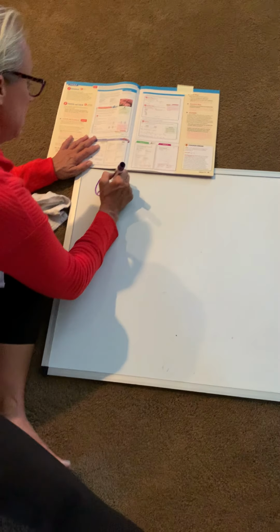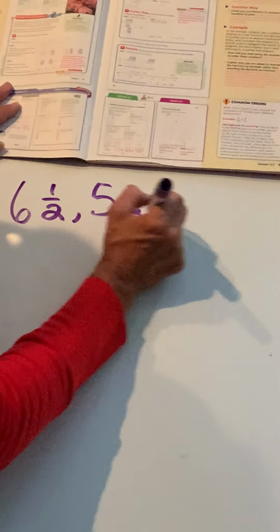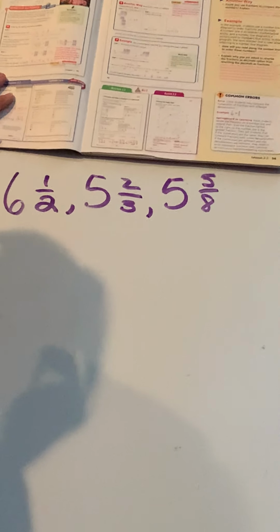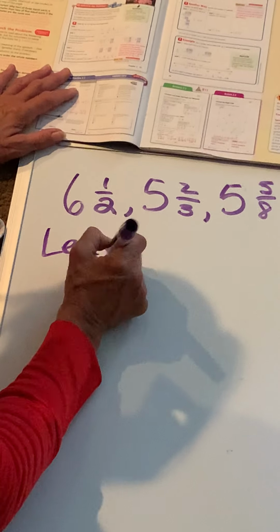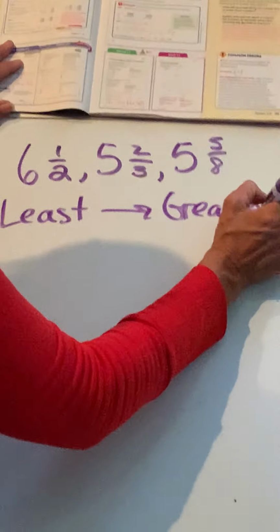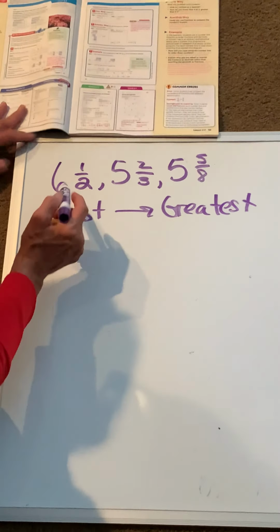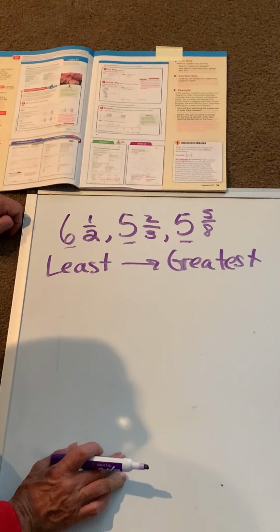So on page 53, they want you to order 6 1/2, 5 2/3, and 5 5/8. And the directions say to order them from least to greatest. Okay? Least to greatest. So that's smallest to largest. And the first thing that I want you to do is look at the whole numbers. Okay? Because that's a clue right there that's going to make this a lot easier.